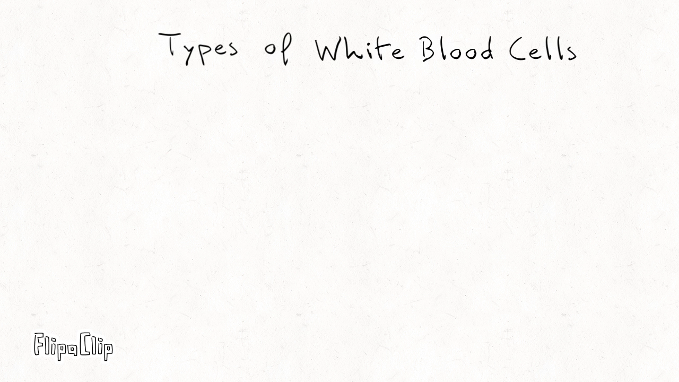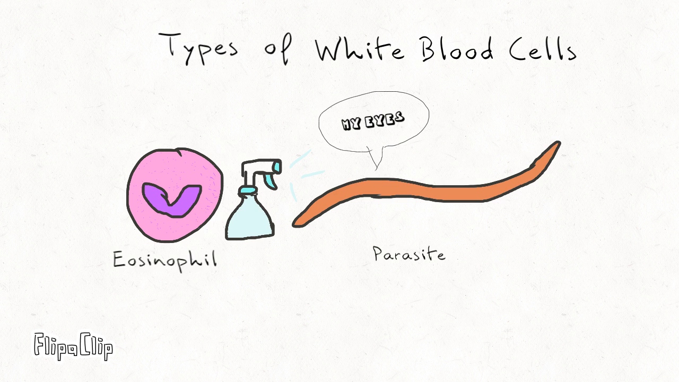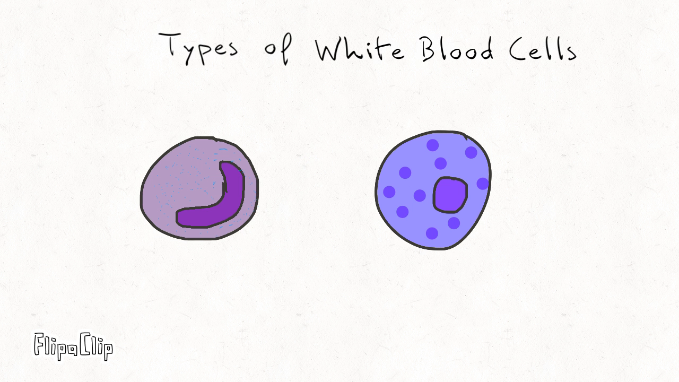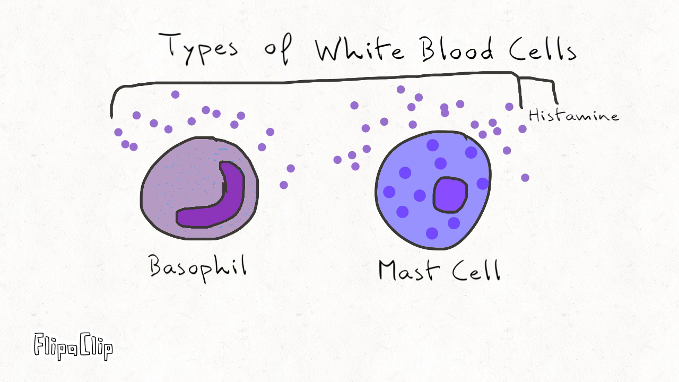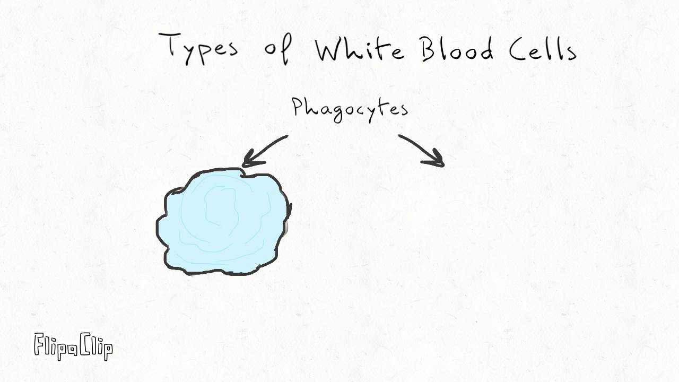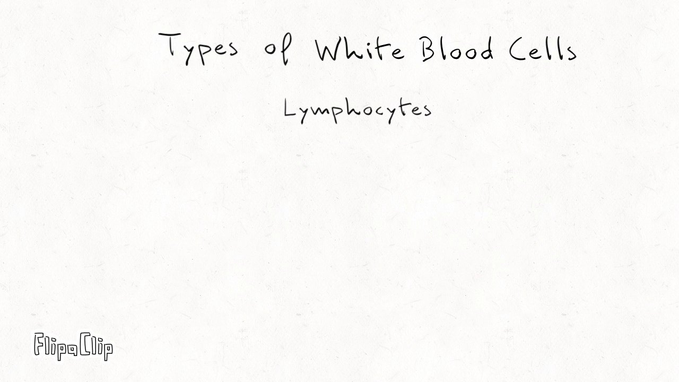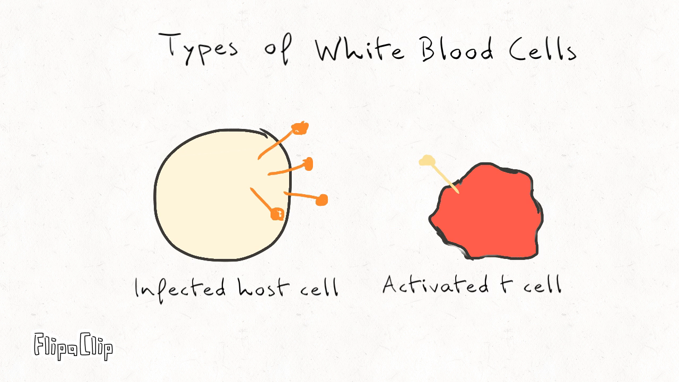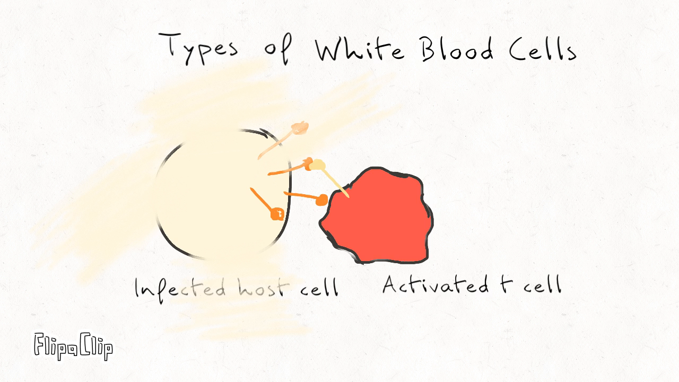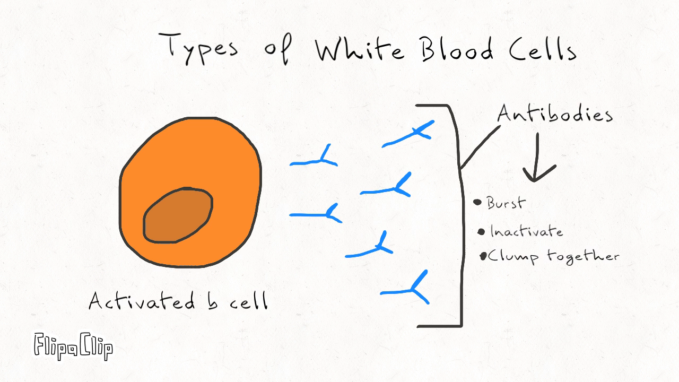There are many types of white blood cells that protect the body. Eosinophils can spray parasites with poison. Both basophils and mast cells release histamine, a chemical which causes inflammation. Phagocytes, such as macrophages and neutrophils, destroy pathogens by surrounding and engulfing them. Lymphocytes include T cells and B cells. Activated T cells kill infected body cells. B cells produce antibodies that can cause pathogens to burst, inactivate them, or cause them to clump together.